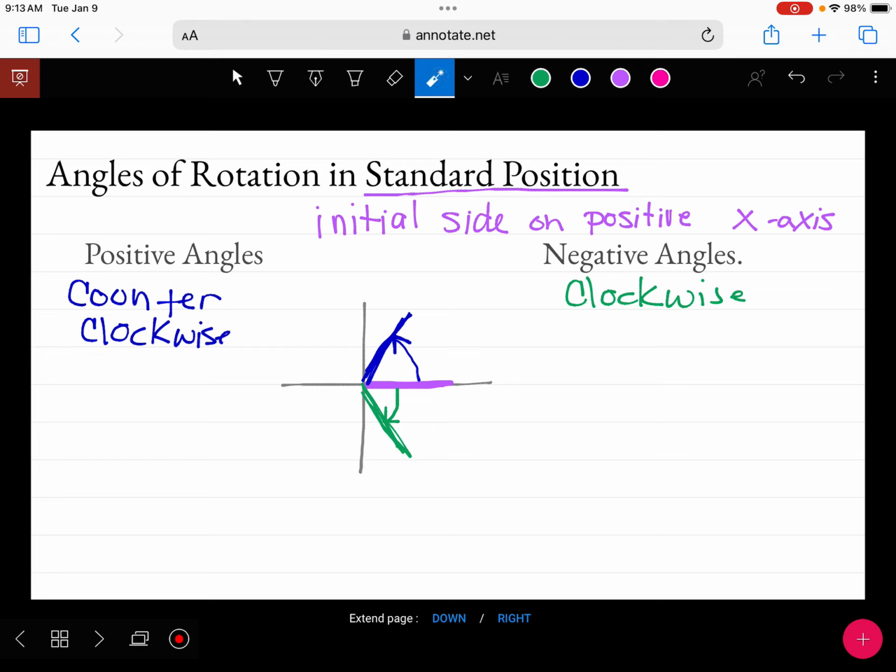This line we started with, we call that our initial side. And this line that we ended with, we call the terminal side. So it's where we started, initial, terminal, where we end.